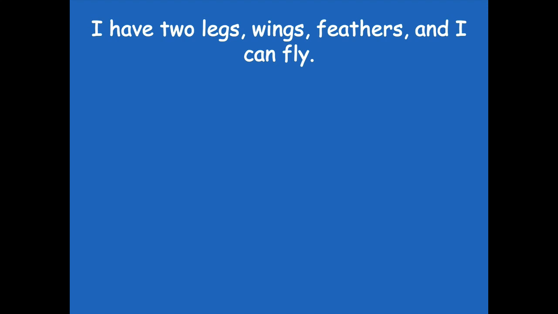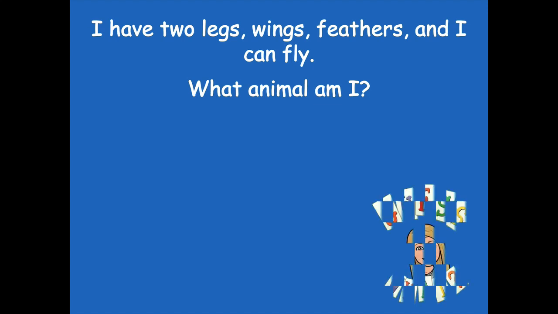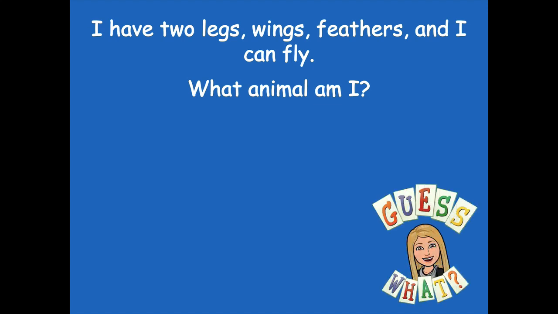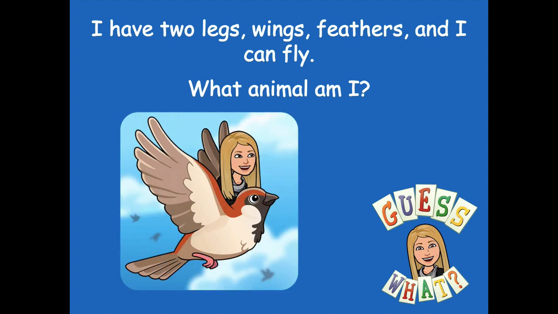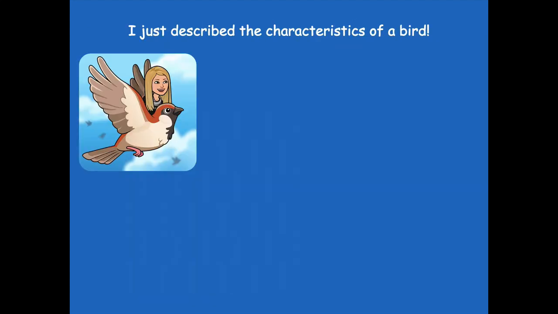All right, friends, let's play a guessing game. So I have 2 legs, wings, feathers, and I can fly. What animal am I? All right, guess what? I'm a bird. So I just described the characteristics of a bird.